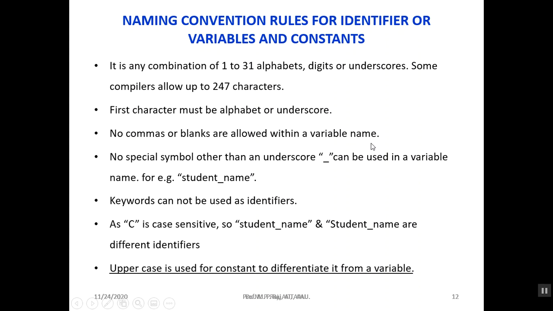Like in our name, we have the name and then the surname. We differentiate or separate them via space. So both are different. Within our name, we don't find any space.